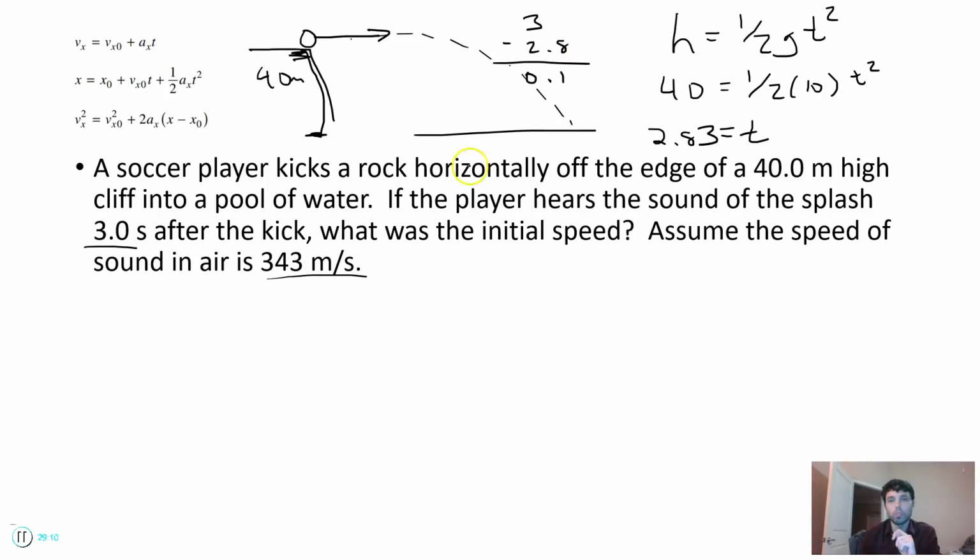Alright, so this was 2.83. 2.833. There we go. And this is okay. So that's where I got the 0.17 from, right? So there's this leftover time, right? That's the sound waves flowing through the air back to the student's ears to hear it, right?